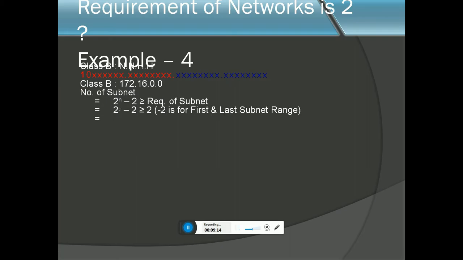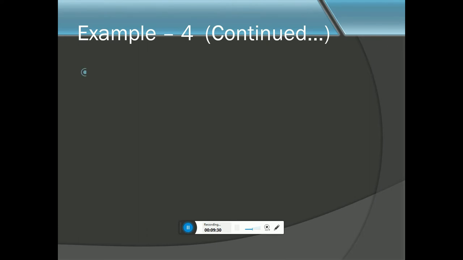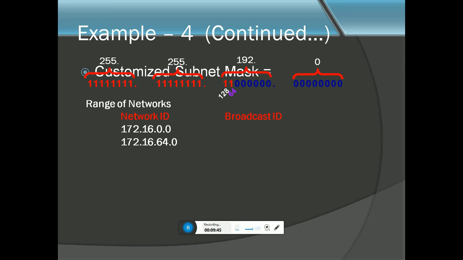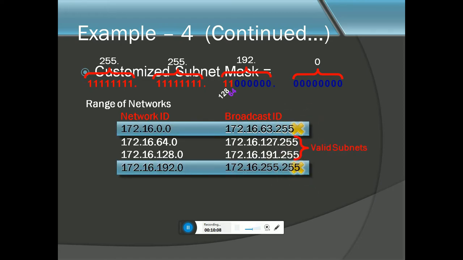Example for two networks, two hosts: 2 to the power of 14 minus 2, 16384 minus 2, 16382 hosts and 2 subnets. Example 4, customized mask: 255.255.192.0, Class B network range 172.16.0.0. The ranges: 0.0 to 63.255, 64.0 to 127.255, 128.0, 192.0 to 255.255. These are the valid subnets.